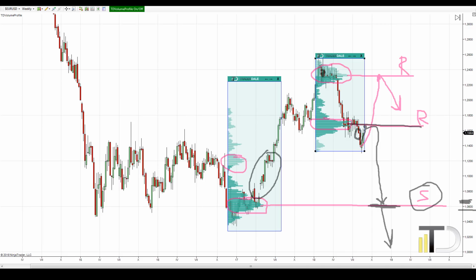Alright guys, so that's about it. That's the long-term view on the euro dollar using my custom-made flexible volume profile. I hope you found it useful and I hope that you find the way I trade interesting.